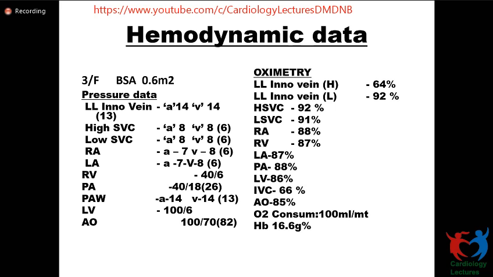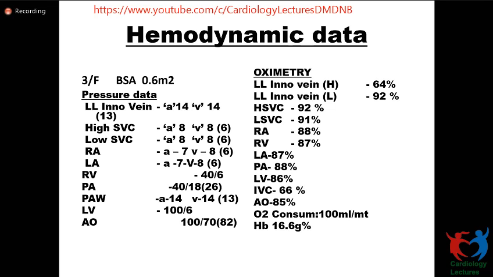Why did you say 92? You should make it 100. Because when you are taking the low innominate vein, you are getting some of the desaturated blood coming through the systemic vein also. So pulmonary venous bed, 100 minus 80. Would you get the point? Yes, got it. That's the formula.